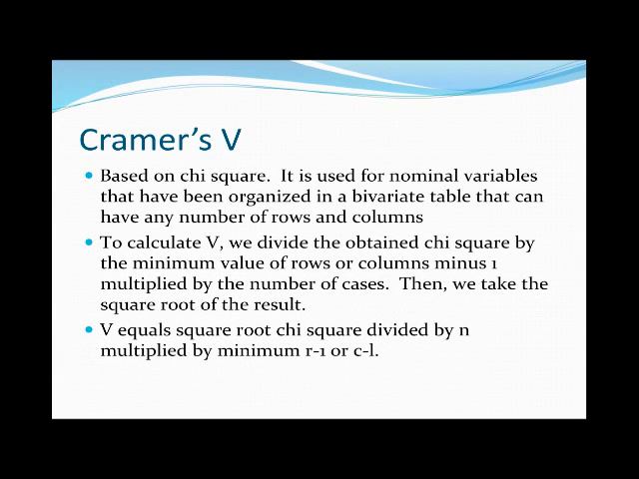So to calculate V, we will divide the obtained chi-square by the minimum value of rows or columns minus 1 multiplied by the number of cases. Then we will take the square root of the whole result. So we will have V equals square root of chi-square divided by n multiplied by minimum row minus 1 or column minus 1.